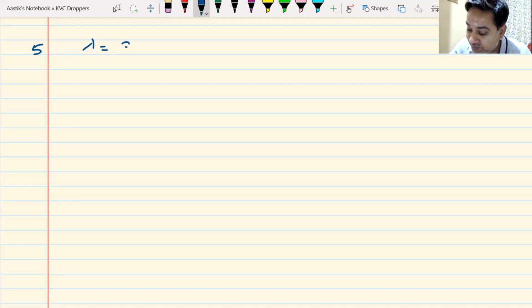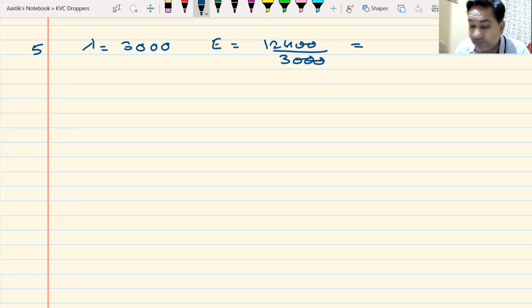So first, lambda is given as 3000 Angstrom unit. Yes or no? I will not write the unit because I will waste more time in writing it. Lambda is 3000. From here I can find the energy: 12,400 by 3000. And now I can't waste any time in calculation. So tell me what is the answer? 3.1 something. Yes, 4.1, not 3.1. Yes, good.